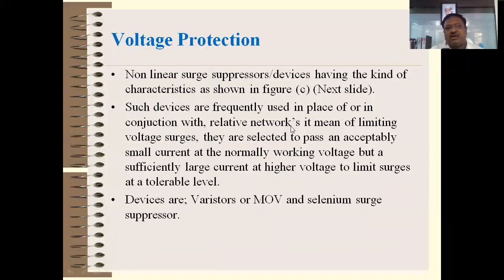So such devices are frequently used in place of or in conjunction with the relay networks. It means it is limiting voltage surge. They are selected to pass acceptably small current at a normal working voltage. This is very important. They are selected to pass acceptably small current at normal working voltage, but sufficiently large current at higher voltage to limit the surge to a tolerable level.